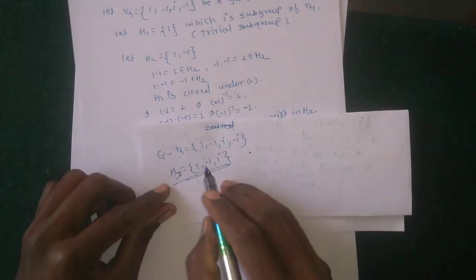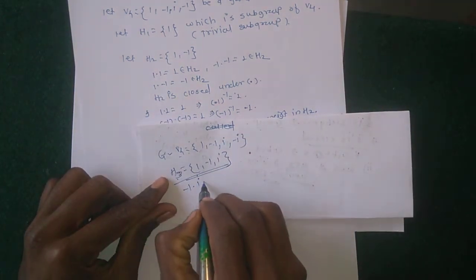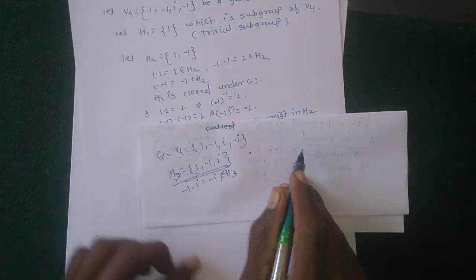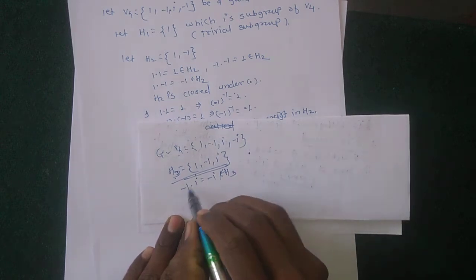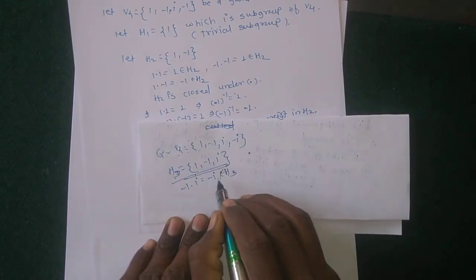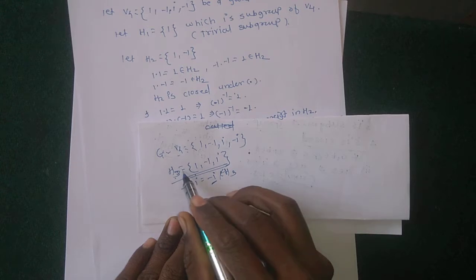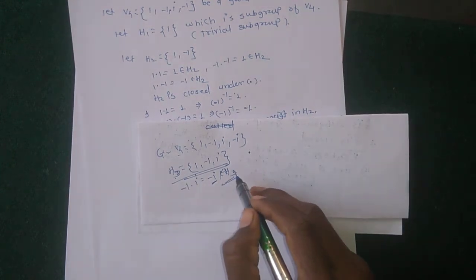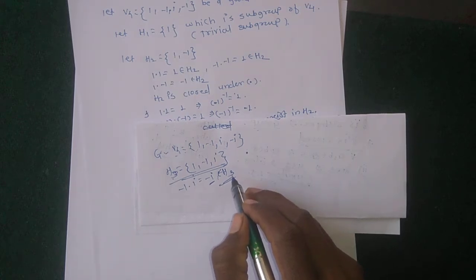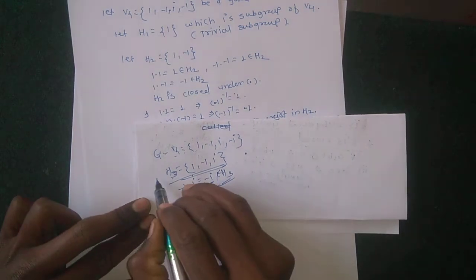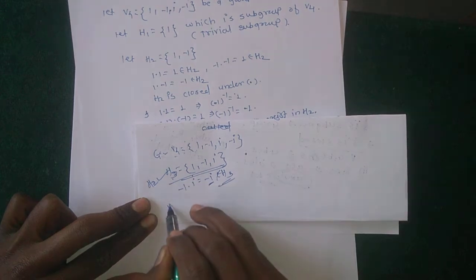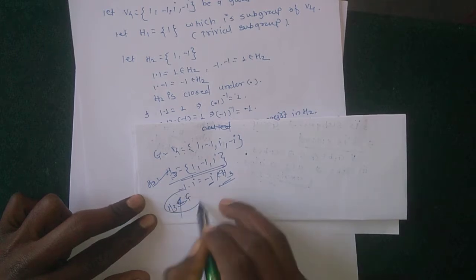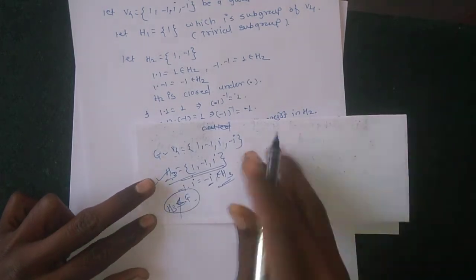Directly we see that minus 1 into I equals minus I, but minus I does not belong to H3. Therefore H3 is not closed under the given binary operation, which means S3 is not a subgroup of the given set G. Okay, this is one set.